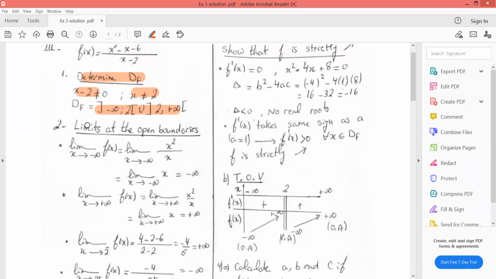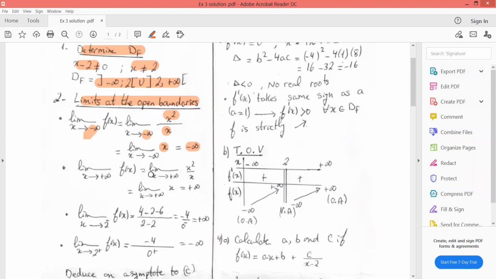Second part: limits at the open bounds of the domain of definition. We have 4 open boundaries. Limit as x tends to minus infinity. We take highest power over highest power. Always at infinity, we take highest power over highest power. After simplifying, x squared with x, remains x. As x tends to minus infinity, we get minus infinity.